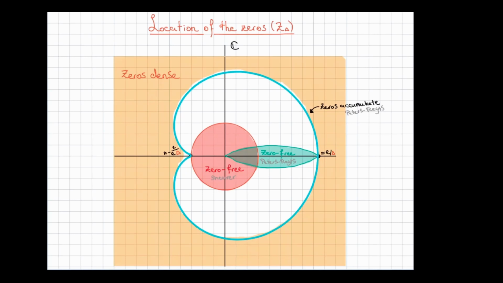And so the first question I worked on, which I started with my PhD 5 years ago, was: is this region actually zero free for all bounded degree graphs, this whole cardioid? And I found that was not the case.